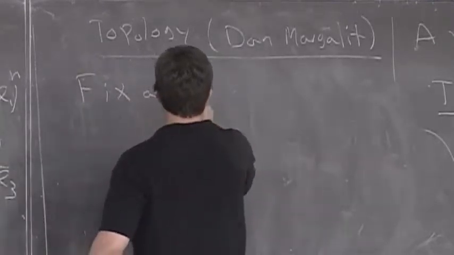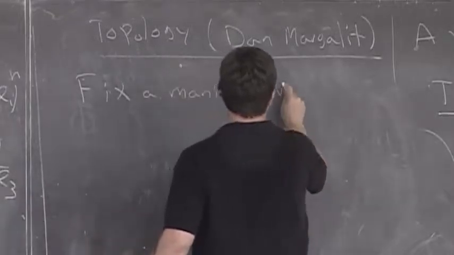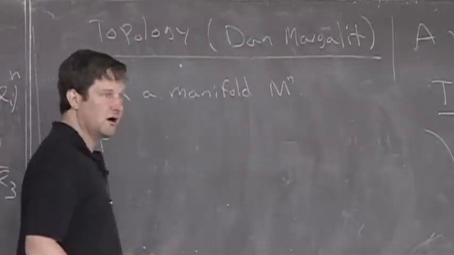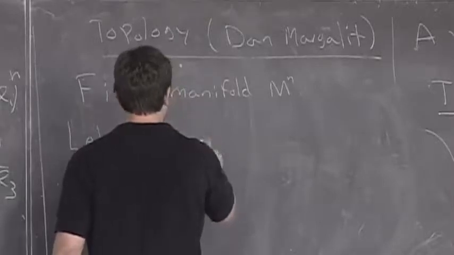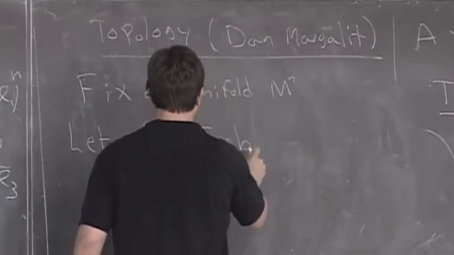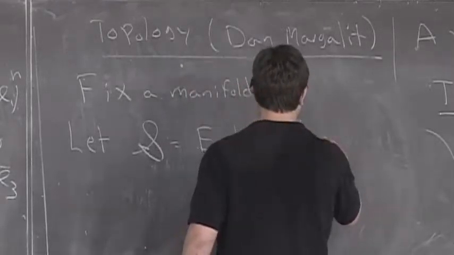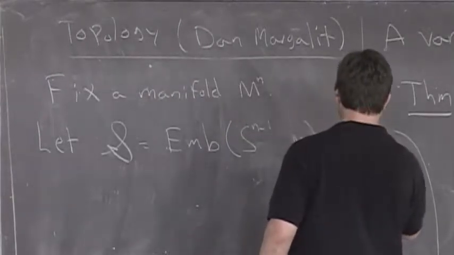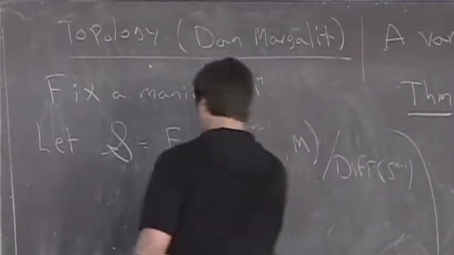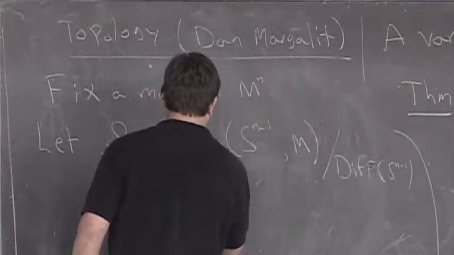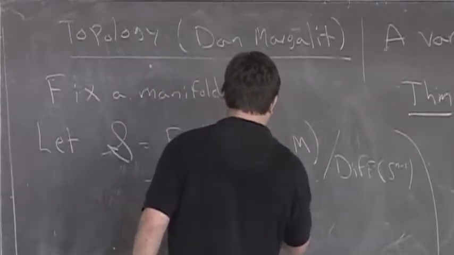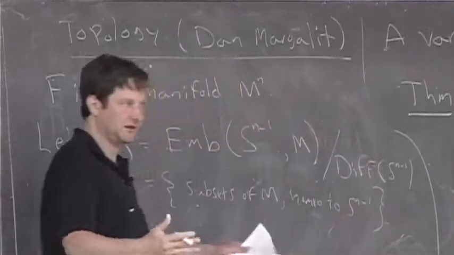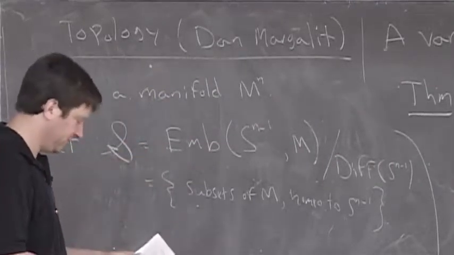So fix a manifold M. I think I probably want connected, but I'm not going to worry about hypotheses too much. So I want to look at the space of embedded spheres, topological embeddings of S^(n-1) in M. But I want to look at just the subsets. I don't want to look at them as maps. And so how you do that is you mod out by Diff of S^(n-1). And this is just the set of subsets of the topological space M homeomorphic to S^(n-1), just like spheres in there. Whatever interpretation you want to give.